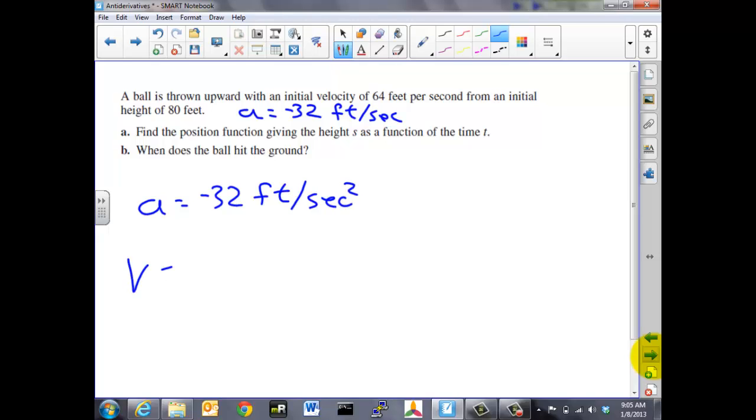So, if we've got the acceleration is -32 feet per second squared, how could we get velocity if we know acceleration? Take the antiderivative. Well, what function has -32 for its derivative? -32x plus c. I'm going to put t because t is going to be time there. Well, can we figure out what that c is?